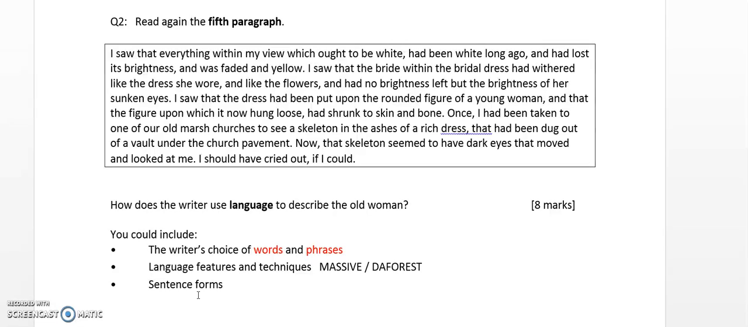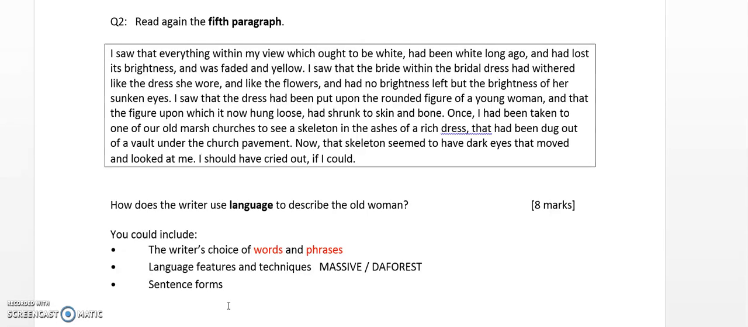Okay, so I'm going to give you a chance to read this now, and you need to pause the video and have a read through the whole of the source, which you'll find on Show My Homework. Then have a look at this bit that we've zoomed in on for this question, which is the 5th paragraph. So go off and do that, and then restart the video once you've read it.